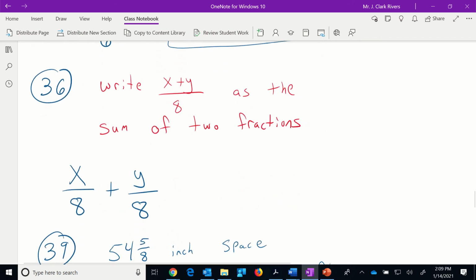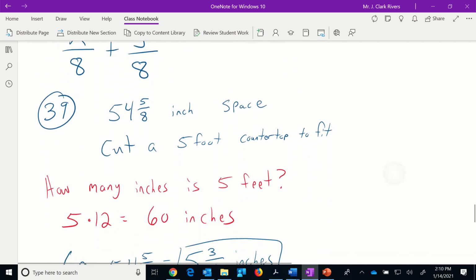All right, this problem. If I gave you this problem, x over 8 plus y over 8, you would say I've got my denominator of 8, and then I add my numerators, right? x plus y. So we can go the other way as well. We can say x plus y over 8. That's the same thing as x over 8 plus y over 8. So that is how we can write x plus y over 8 as a sum of two fractions.